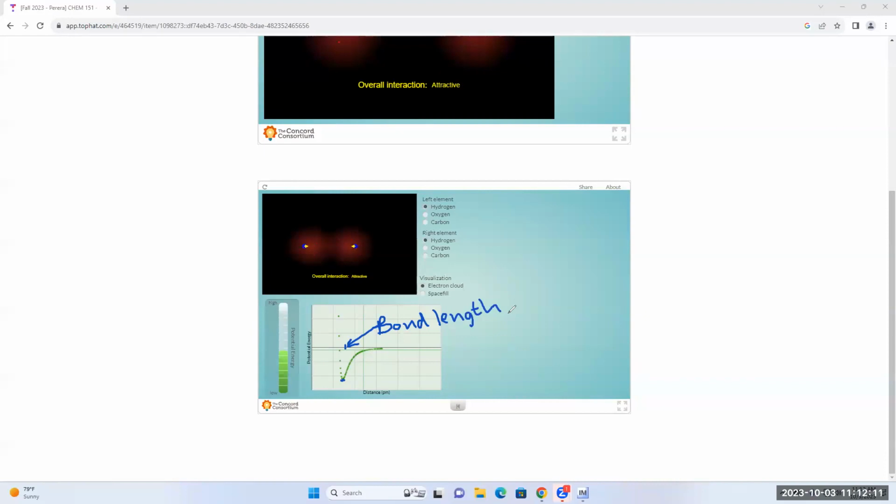And then the other thing is, how strong is our bond? Now, again, when it comes to the strength of the bond, we are talking about attractive interactions between the atoms here.